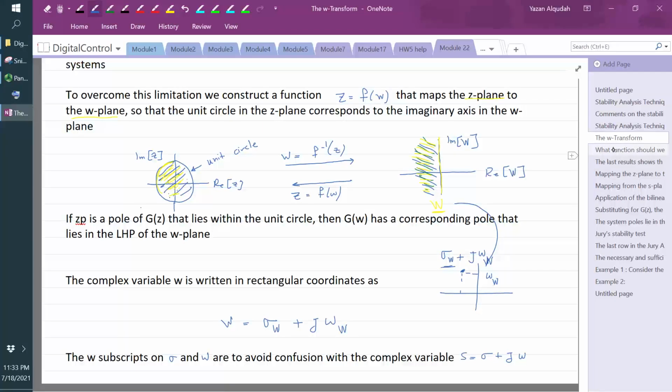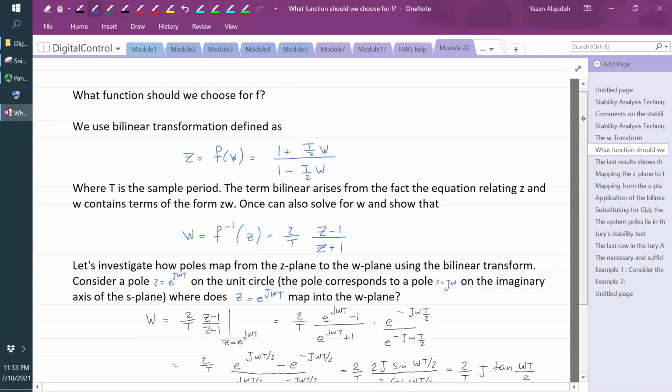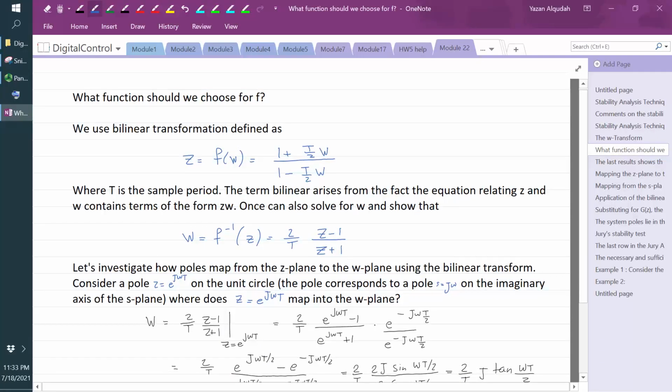Okay, what is this transformation? What is this function that can take the unit circle and map it into this W plane that we identified? It is the bilinear transformation. So what this bilinear transformation is going to do for us is take the unit circle, or the inside of the unit circle, and map it to the left half plane of the W plane. Now why is it we're doing this?